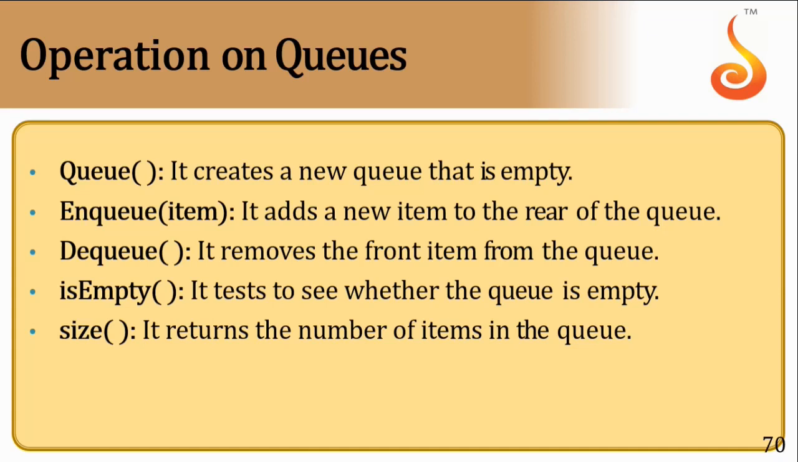The next is queue delete or dequeue. What does queue delete do? It deletes and returns the value at the front of the queue. Queue delete or dequeue is an operation which deletes and returns the value at the front of the queue, because deletion happens from the front only.